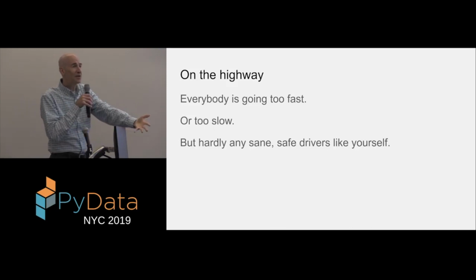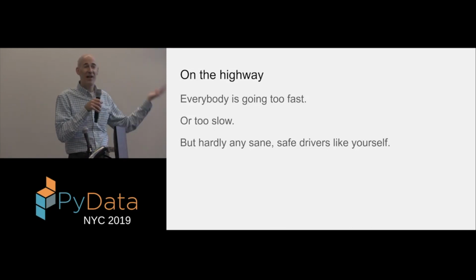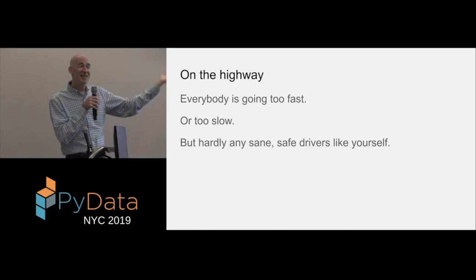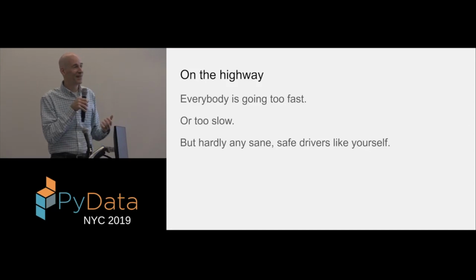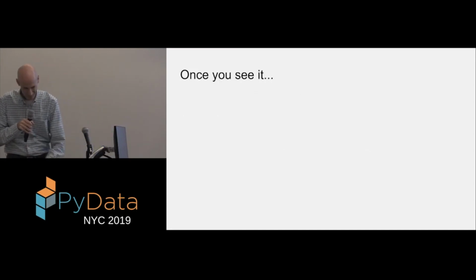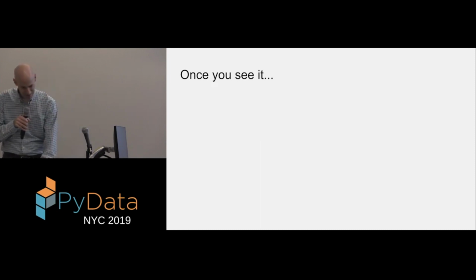This happens on the highway, too. If you're not a runner, you are likely to see fast people. You are likely to see slow people. You are unlikely to see those sane, safe drivers like yourself, regardless of what speed you're going. Once you see this, you start seeing it everywhere.